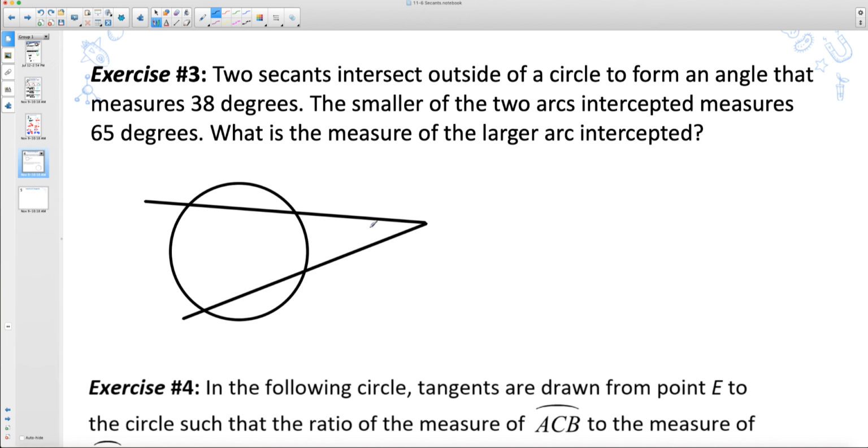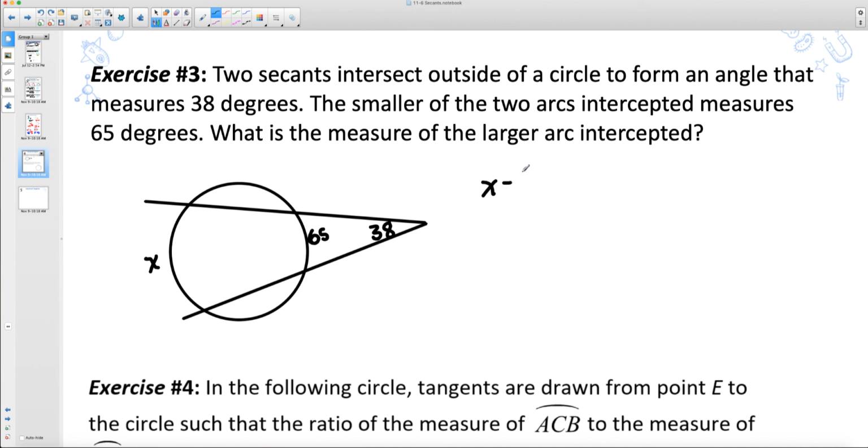So they're telling us this angle is 38. The smaller of the 2 arcs, so that's this one right here, measures 65 degrees. What is the measure of the larger arc intersected? So this is now pretty basic. It's just, you have to draw it out for yourself. You needed to know the vocabulary, be able to draw yourselves a diagram.